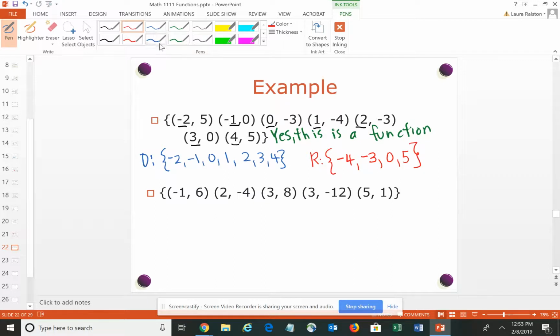All right, then looking at the next one, we have -1 paired with 6, 2 with -4, 3 with 8, 3 with -12, and 5 with 1. So in this scenario, I notice that I have the 3 occur twice and it's paired with different numbers. So I would have to say, no, this is not a function.